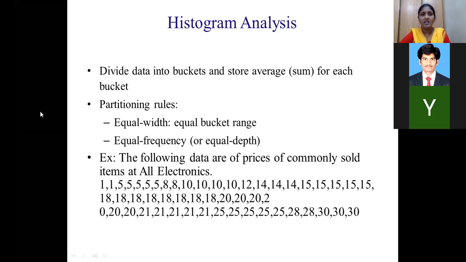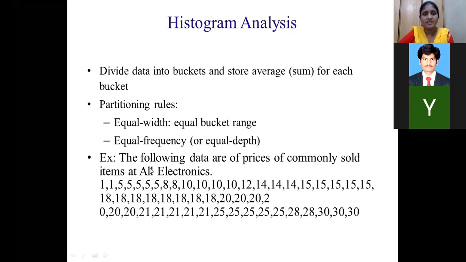Next, we have discussed the histogram analysis. For performing histogram analysis, we are having two rules: the equal width method and the equal frequency method. Equal width means whatever data set values we are taking, each bucket contains an equal range of values. The width of the bucket is the same. For example, if the first bucket has width 5, the second bucket is also 5, 5, 5, like that. On the horizontal axis we are taking the width, so the width of each bucket is the same.